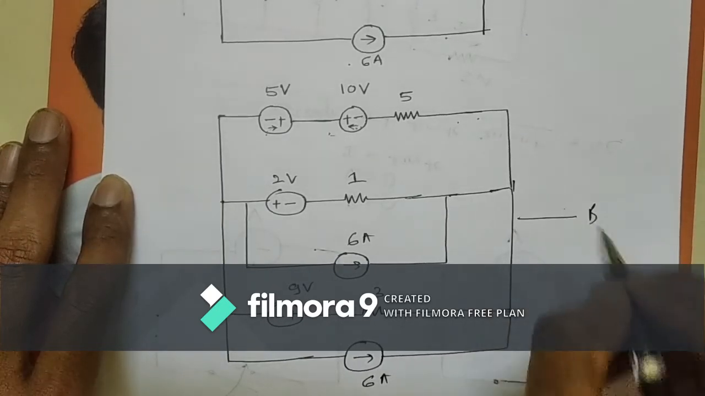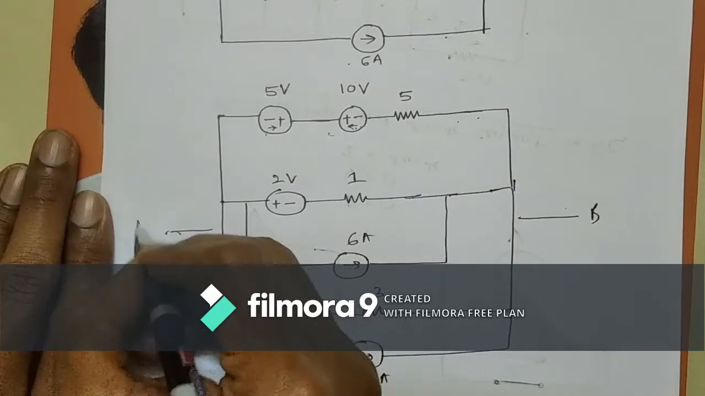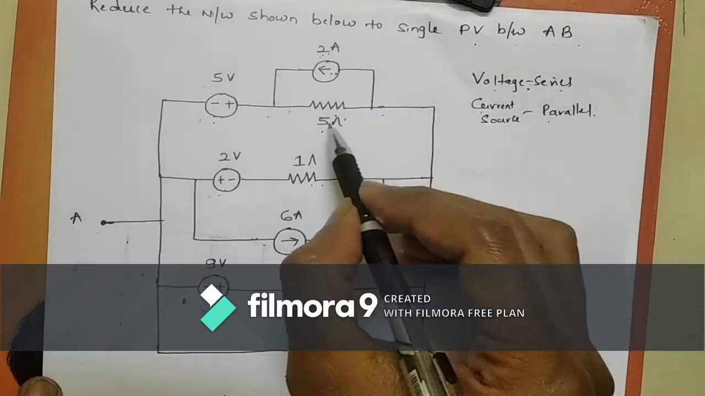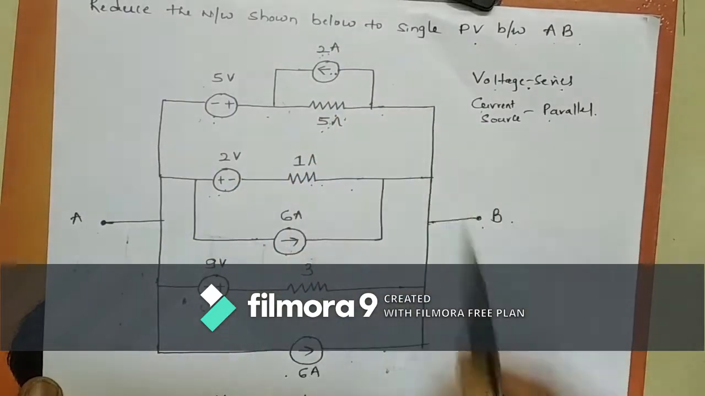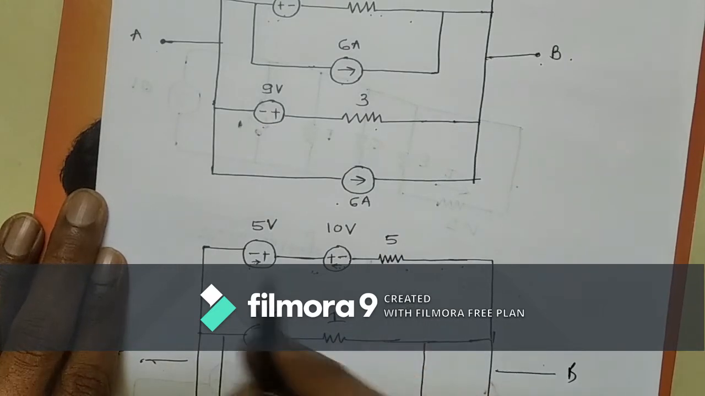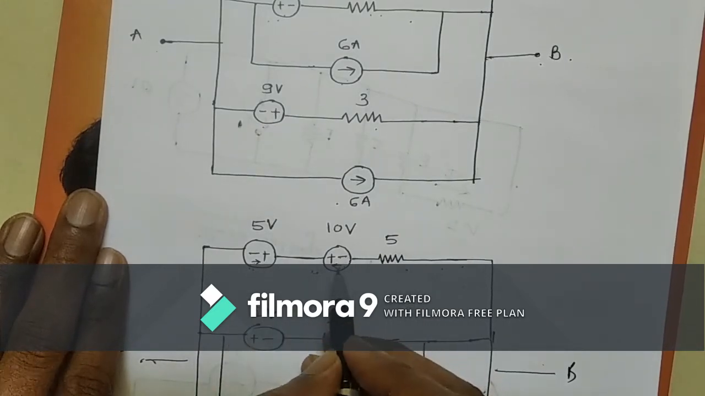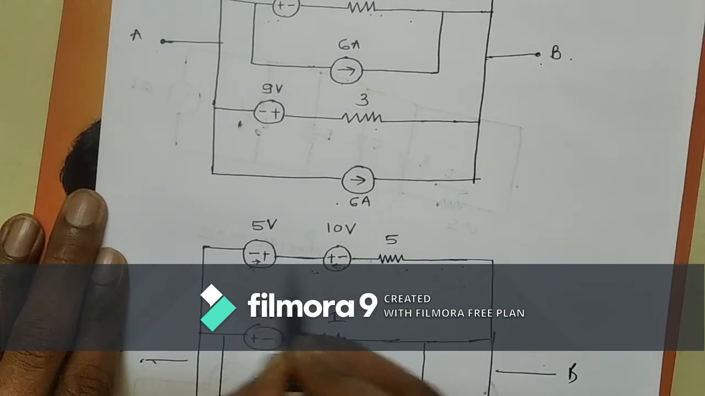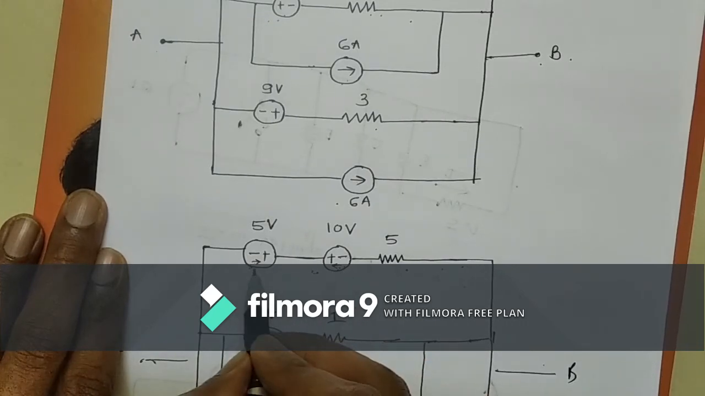So these are your terminal A and B. If I convert this practical current source into a practical voltage source, the resultant practical voltage source will be in series with this. So here this voltage source and this voltage source are connected in series, and I can reduce the voltage sources when they are connected in series.